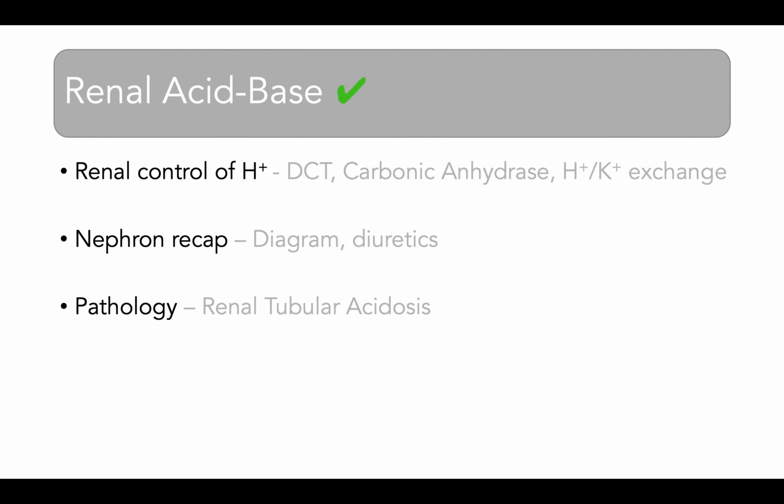So that was renal acid base covered. So we talked about how the kidneys handle H+ in the distal convoluted tubule, how they separate it out from water with carbonic anhydrase, and the concept of H+ being exchanged for potassium. And to do that, we had a look at a diagram of the nephron, and we mapped on the function and side effects of some diuretics, and we've also just talked about RTA.